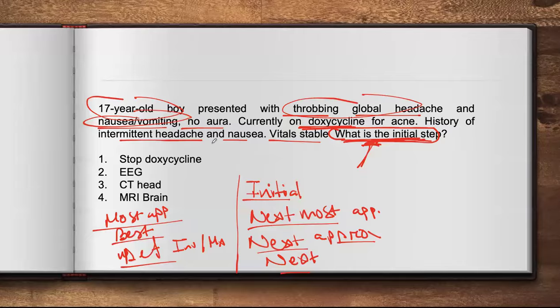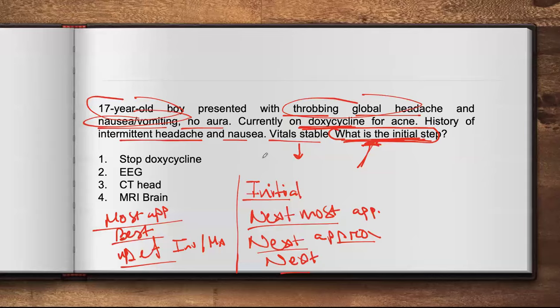So it means that it's not an acute headache. Like you're not thinking about a subarachnoid hemorrhage in a 17-year-old. You're not thinking about a stroke in a 17-year-old. So it's not acute. So something happening a little bit insidious or chronic, for a couple of weeks maybe, but not an acute onset. Vitals are stable. Let's also make sure that it's not something really bad or serious. And they're asking the initial step.